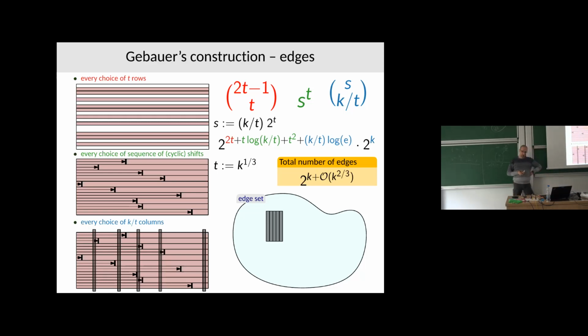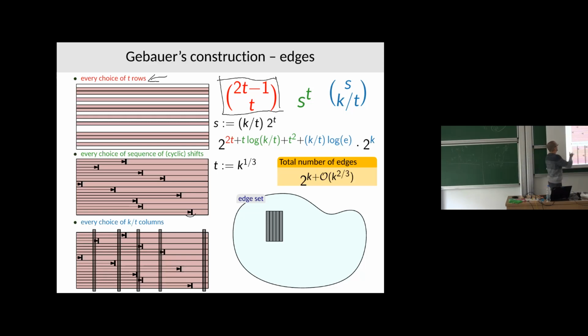Okay, so this is very basic, very simple, and there should be much space for improvement here. For example, you can easily see one place where you can improve. This is the first phase. Every choice of t rows, because this number of choices, as I said before, looks like the naive construction. Okay, so we already have a better construction.